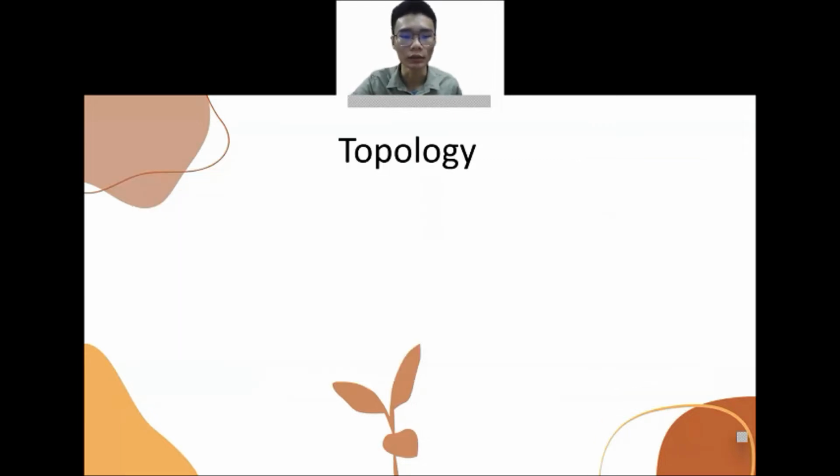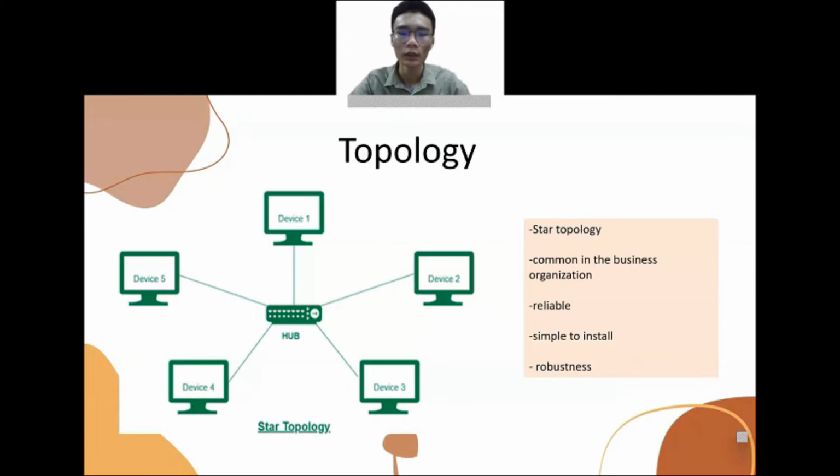Next is topology. The topology that we suggest is star topology, which is very common in business organizations where excellent network performance is required, and it is also very reliable and simple to install. Most importantly, the star topology has a high level of robustness.